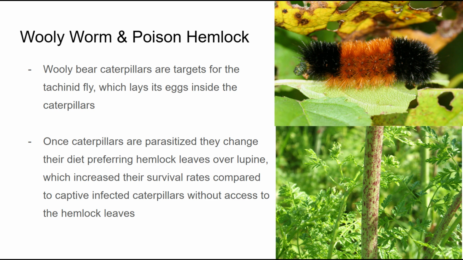Next, we have woolly worms eating poison hemlock. Woolly bear caterpillars are a target for the tachinid fly, which lays its eggs inside the caterpillars. Once caterpillars are parasitized, they change their diet, preferring poison hemlock over regular lupine, which increases their survival rate compared to captive infected caterpillars without access to poison hemlock. This again is likely an instinctual trait rather than a behavioral one.